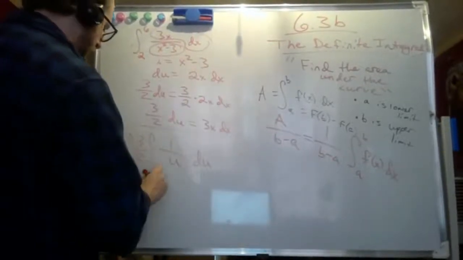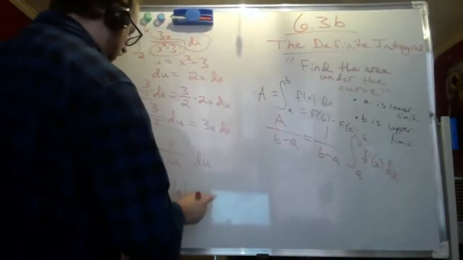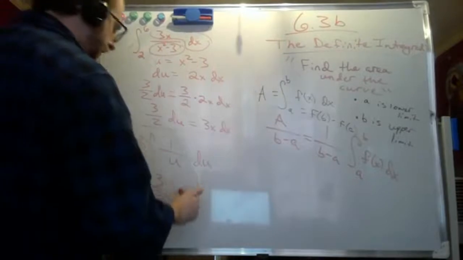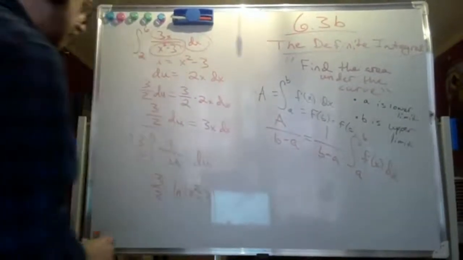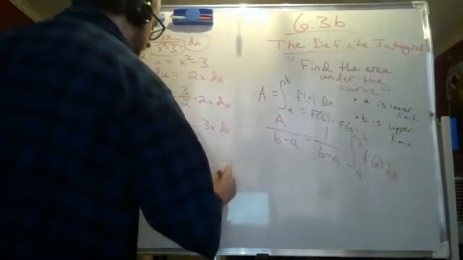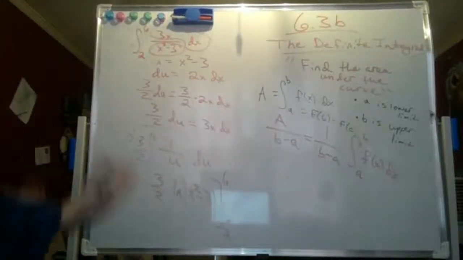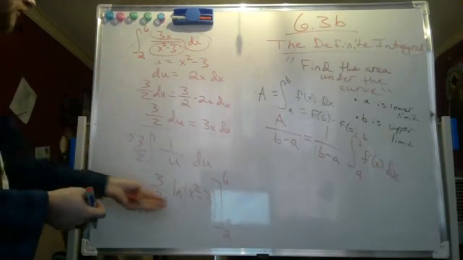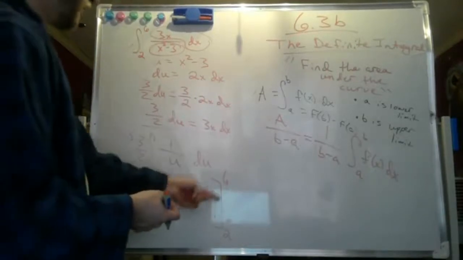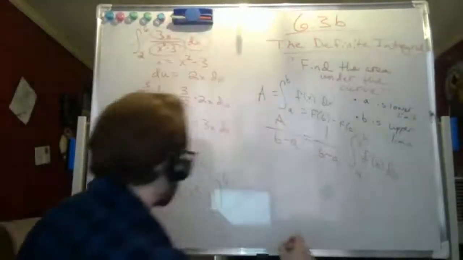And that's not so bad. That's going to be 3 halves natural log of u, but u is x squared minus 3. And now I want to evaluate from 2 to 6. So far so good. We had to use substitution to get to our antiderivative, but now that I'm at my antiderivative, I want to plug in my upper and lower limits.